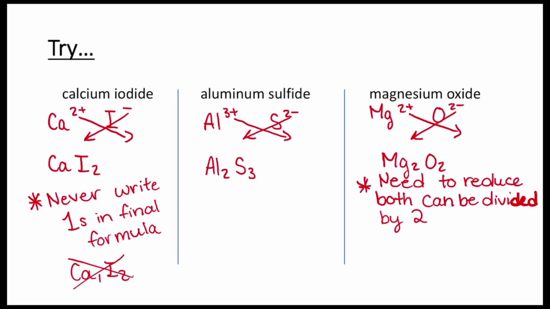So with this one, Mg2O2, because they both contain 2s, you can divide both of these by 2, meaning we reduce the ratio. So just like we would in math, if you have a 2-to-2 ratio, we always want to divide this by 2 to reduce it to a 1-to-1 ratio. So putting it into lowest terms, essentially. So a 2-to-2 ratio is the same as a 1-to-1 ratio. So for your final answer, it should be MgO.